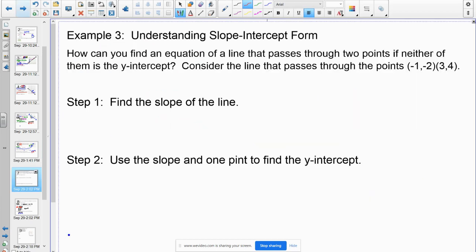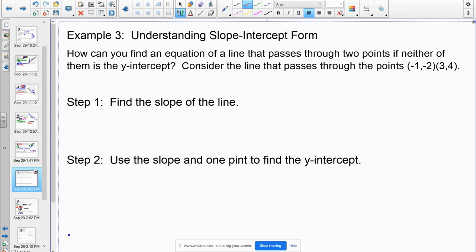Next problem. Problem 3. So problem 3 is that we're going to understand slope-intercept, but this time notice on the paper there's no graph. So we're going to have to do all that work from just 2 points. So the question is, how can you find the equation of a line that passes through 2 points if neither of them is the y-intercept? Consider the line that passes through the points -1, -2, and 3, 4. So again, 2 points, one of them is not the y-intercept, and this is the steps you would take.